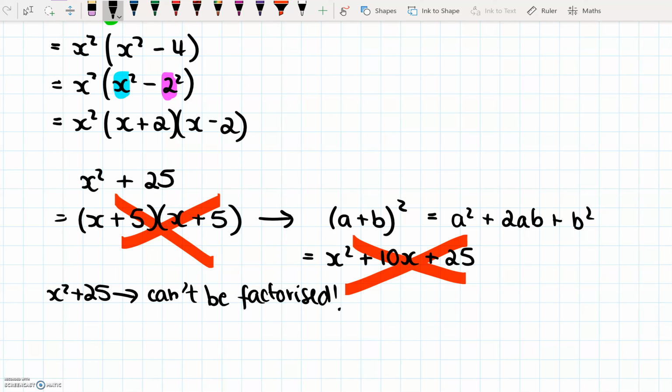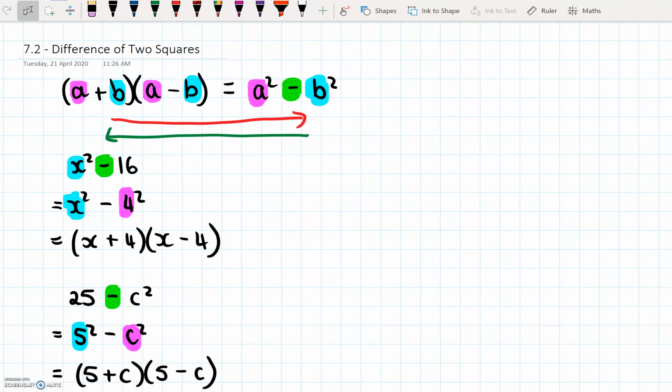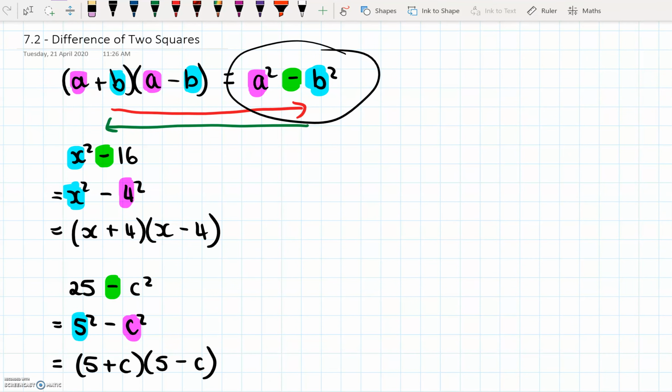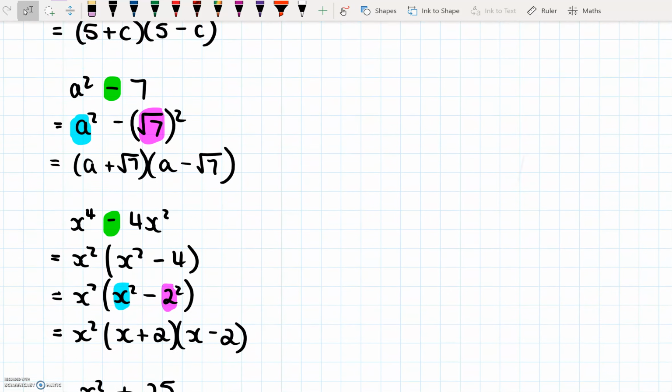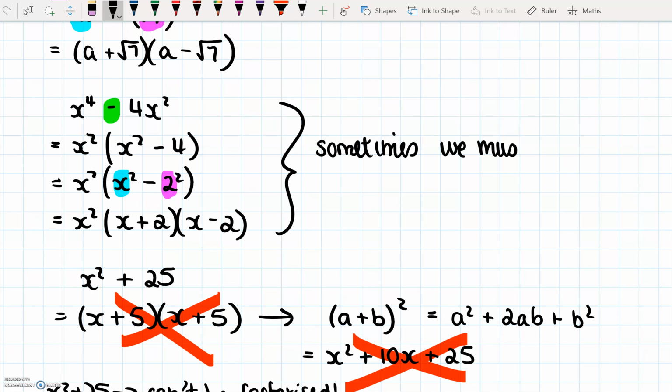So when we factorize a difference of two squares, it must be a difference. We must have that minus in there. So it must be with a minus. All right, that's it. Please have a go. But just as I said, remember that sometimes we must first take a common factor out. Okay, good luck.